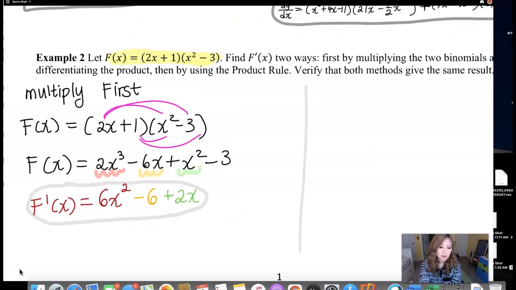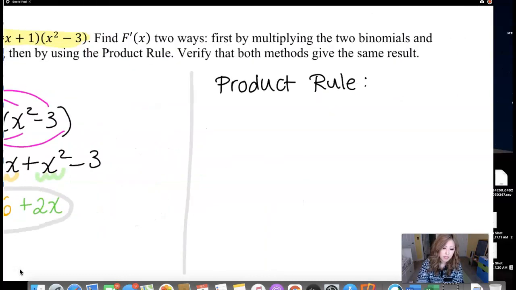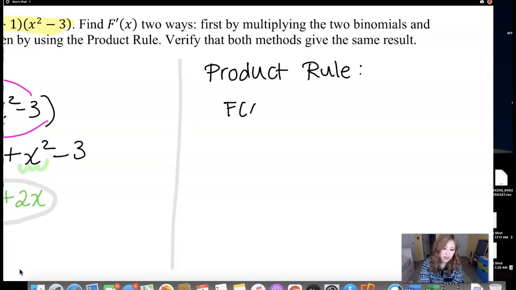Okay, so let me copy down the problem here again. F of x. Let me go ahead and write down what we are doing. Say that we're using the product rule. And we better get the same answer, right? So product rule method, and we're going to copy down f of x.